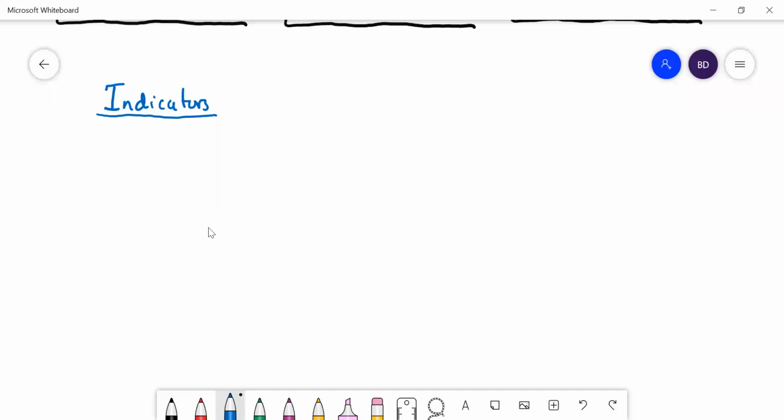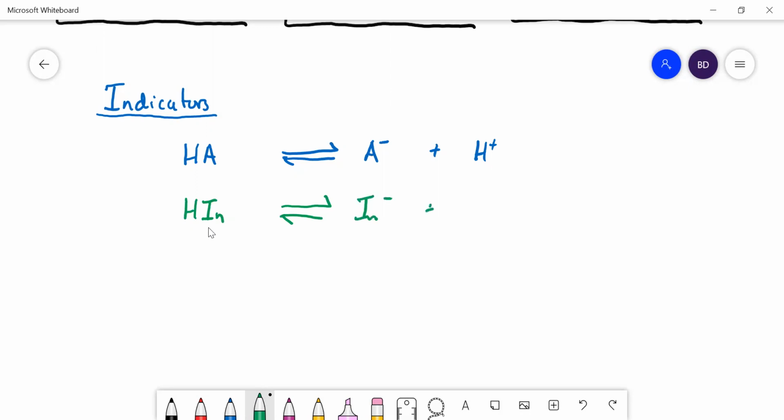Okay, we're going to talk about how indicators work. Now, indicators themselves are weak acids, and normally we write down our weak acid as HA, and we know that it dissociates into A minus, that's its conjugate base, so the ethanoate ion, for example, if it's ethanoic acid, and H plus. Well, indicators are also weak acids, so I'm going to call them HIn. That's not I for iodine or anything, just an indicator. The weak acid HIn will dissociate into In minus and H plus.